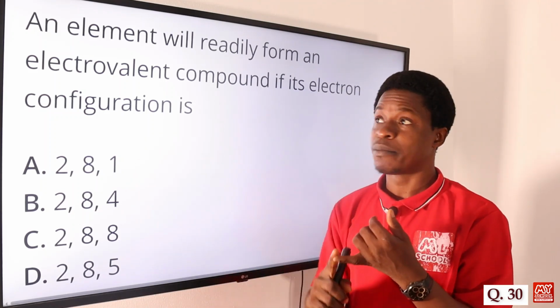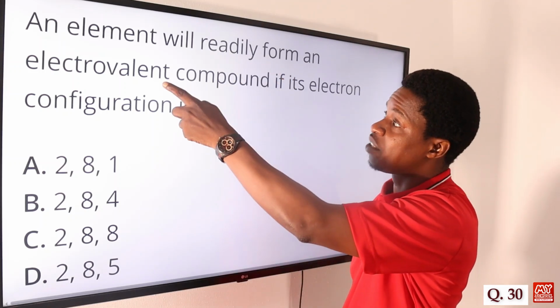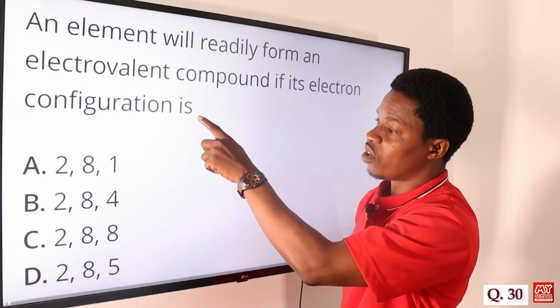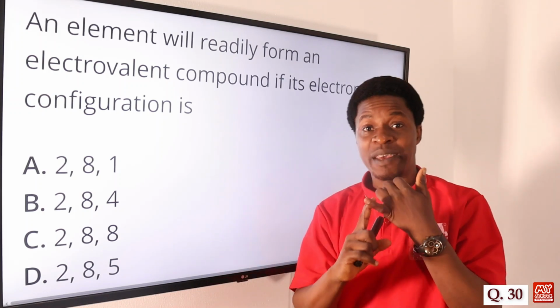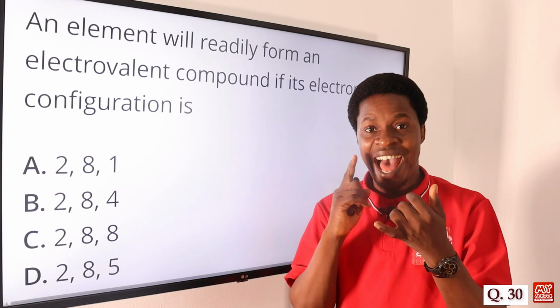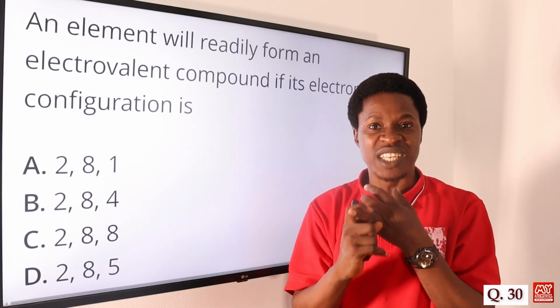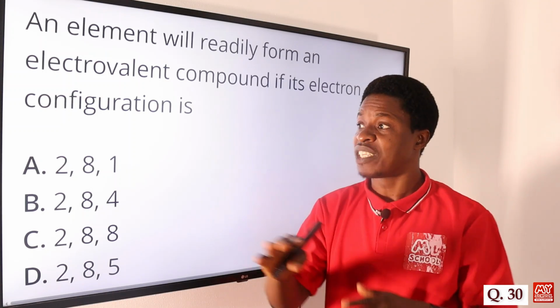The electronic configuration of a metal, being an element that will readily form an electrovalent compound, is what? So we should have a metal and a non-metal, highly electropositive elements and highly electronegative elements. So either of the two that we have. Let's look at option A.